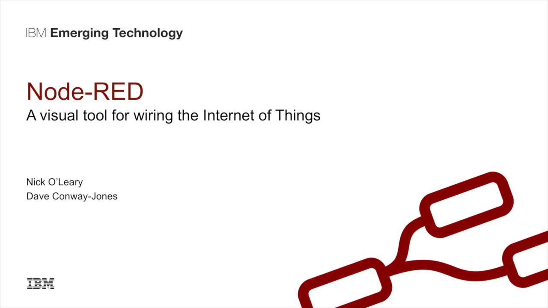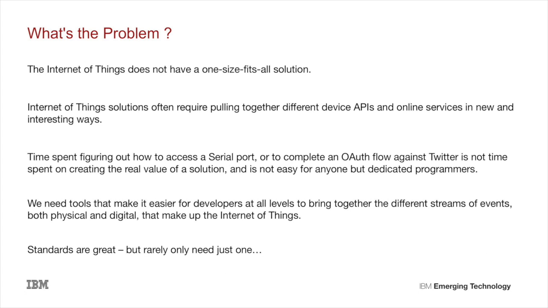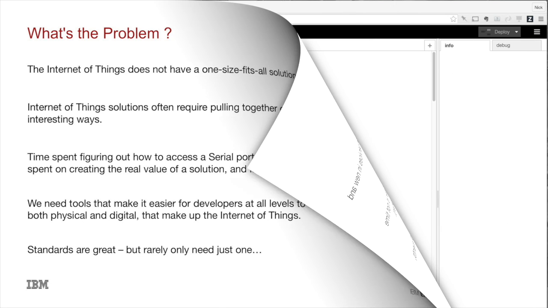Node-RED is a visual tool for wiring together the Internet of Things. We recognise the fact that IoT solutions combine streams of data from many different sources, whether it's physical events in the real world, digital events, social events, whatever it may be. And having tools that let you really quickly combine those streams in different ways to explore what you can do with them is a really powerful tool to have.